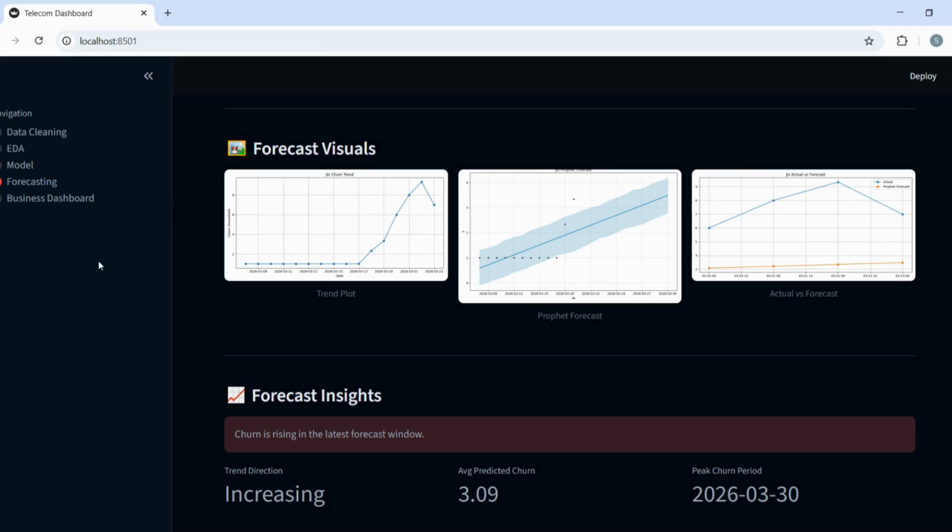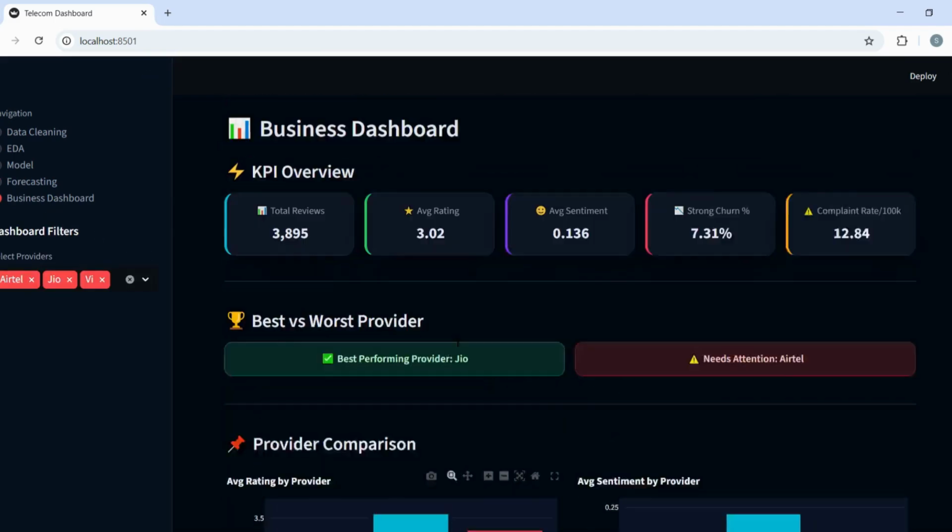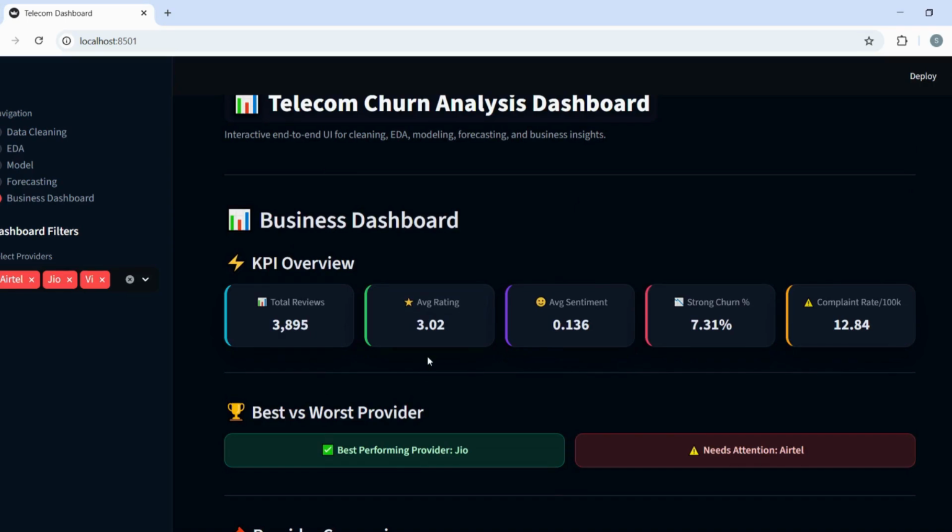Now let's look at the business dashboard. So this is the final and most interactive section. It provides KPI metrics which include total reviews, average ratings, sentiment score, churn percentage, and complaint rate. Provider comparison: compare Airtel, Jio, Vi and identify the best and worst performers. We can see this KPI overview.